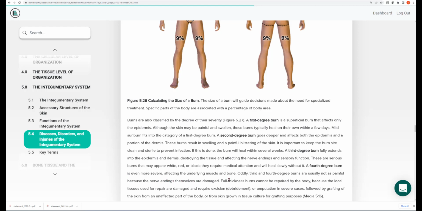Now, third degree burns are called full thickness burns because you have gone through the entire skin. You have burned through all of the epidermis and all the dermis. Because you've gone through all of the skin, there are no more stem cells present to repair that area on its own.